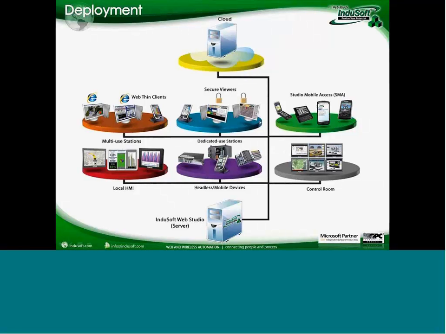But before I hand things over to Scott, I wanted to address this upper middle layer here. We offer 3 different types of thin clients. One runs on Internet Explorer. We call it the Web Thin Client. Another one doesn't require a browser. It goes edge to edge and it's full screen. We call that Secure Viewer. And then there's a third type of thin client that we have called Studio Mobile Access, or SMA for short.